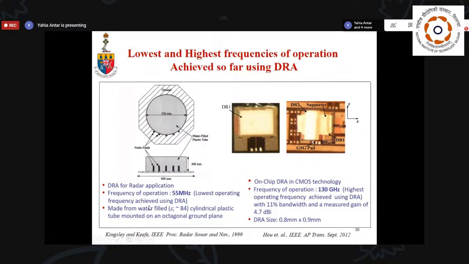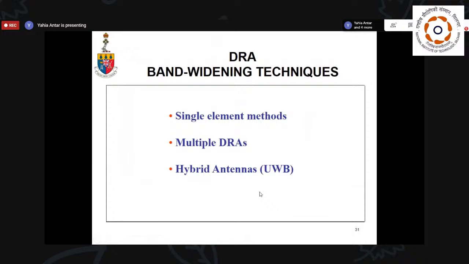I don't know if any of you saw this work in the UK. Until a few years ago, this was the highest one that was done in Taiwan, an antenna designed at 130 gigahertz. And you can imagine the size of the resonator at that frequency and so on. But as far as a few years ago, these were the highest frequency. You might have seen some higher frequencies.